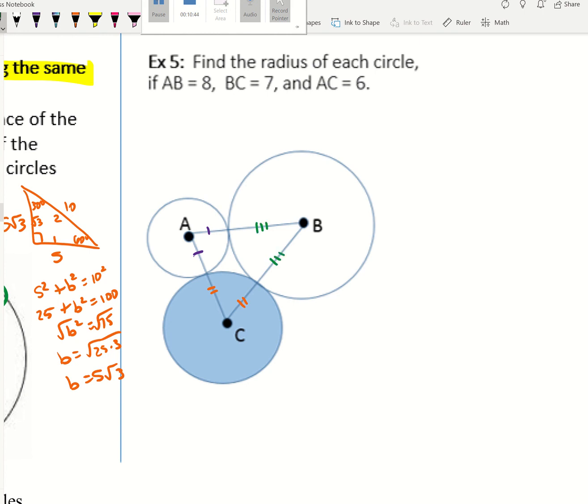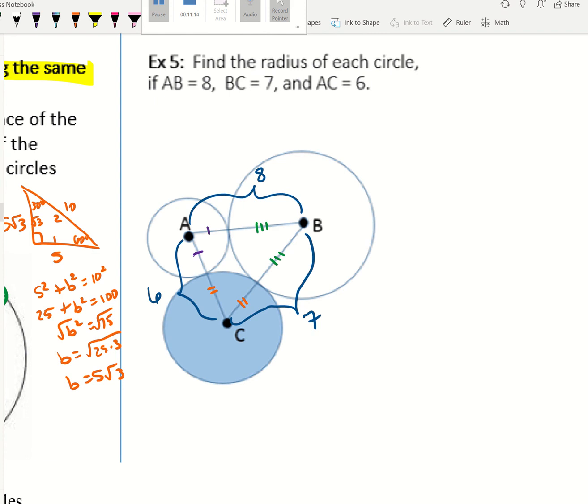So we have this triangle formed, but it's made up of really just 3 different measures that are kind of duplicated, that are each used twice to form these 3 sides. Well, they've told us how big each side of the triangle is. AB is 8. BC is 7. And AC is 6. And we want to find the radius of each circle.